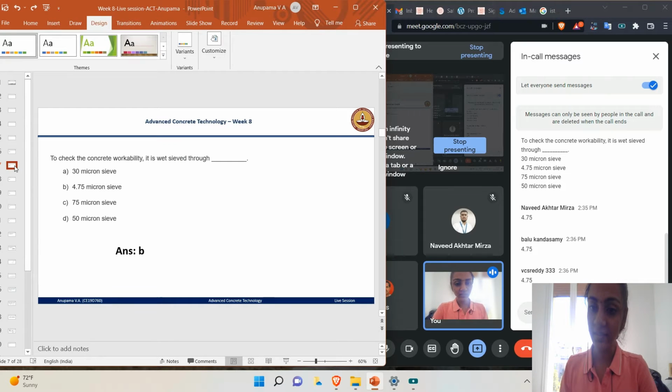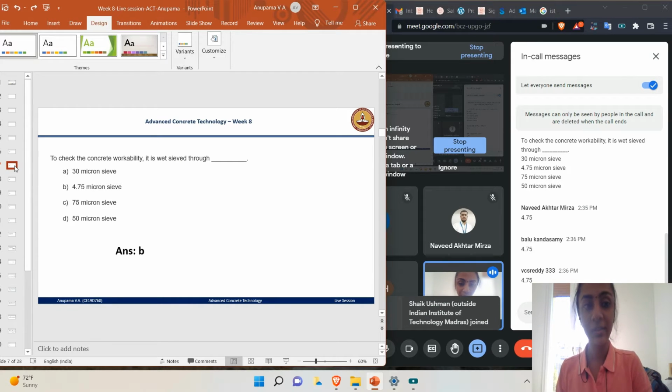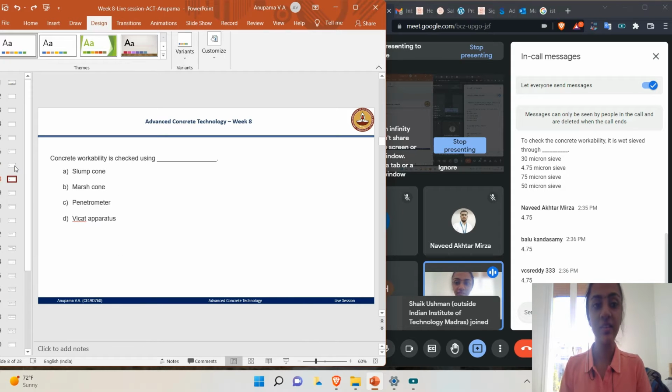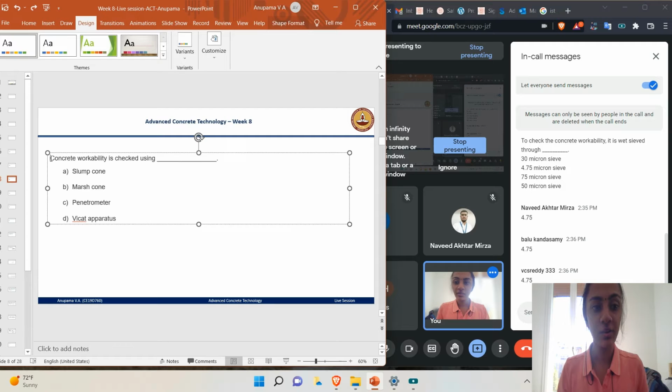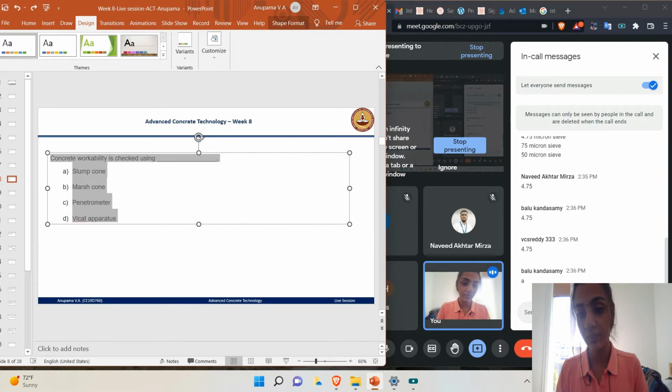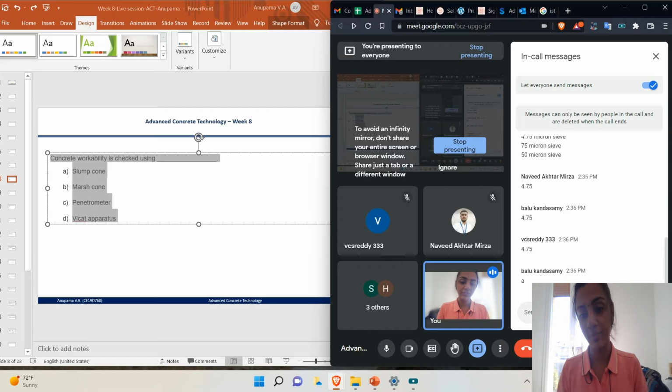So the next question is also related to checking the concrete workability. What is the apparatus which is used to check the concrete workability? Concrete workability is checked using dash. The options are slump cone, option B marsh cone, option C penetrometer, and option D, Vicat apparatus.